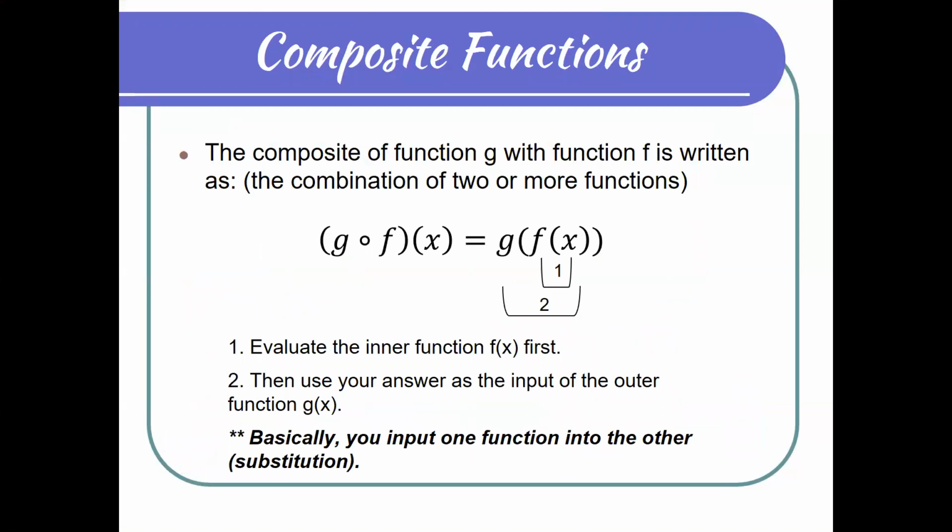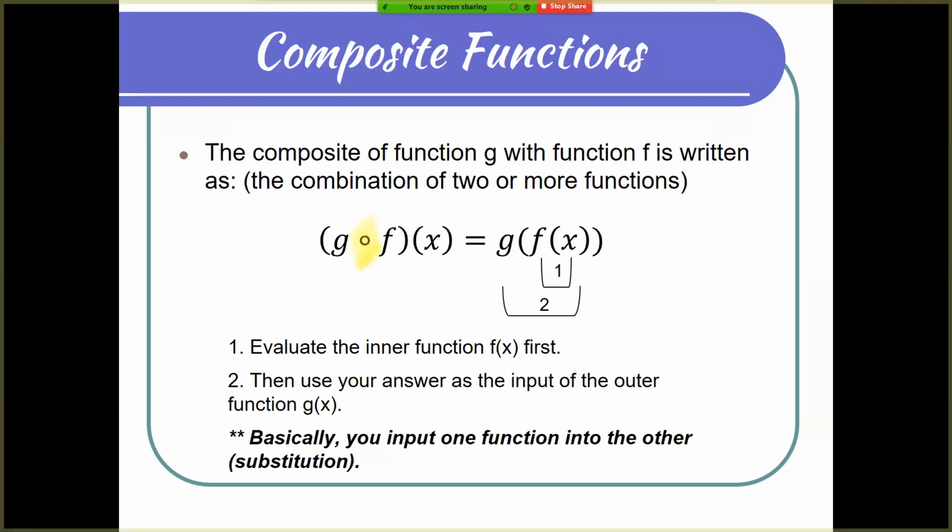Making things a little bit more challenging. Now we're going to look at composite functions. So a composite function g with function f is written as, notice, this little circle, or this dot, is open. It's like an open circle. That is not multiplication. That is a composition.